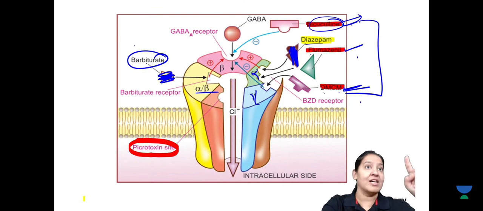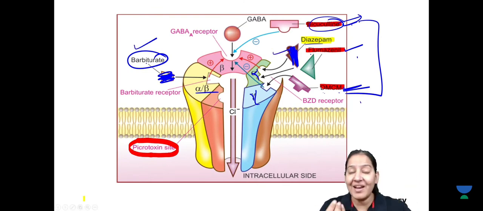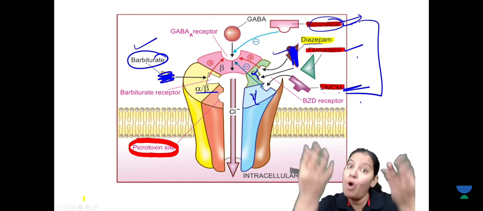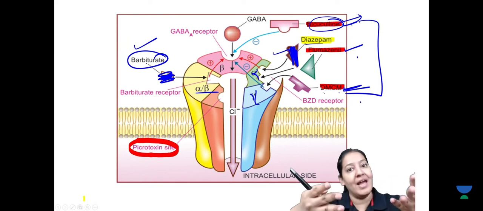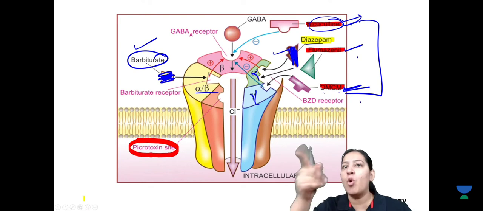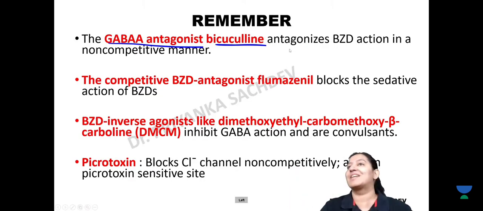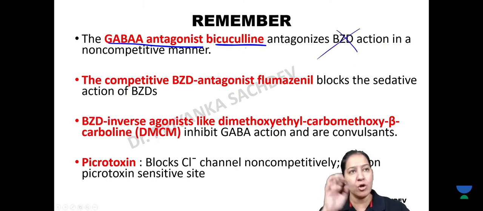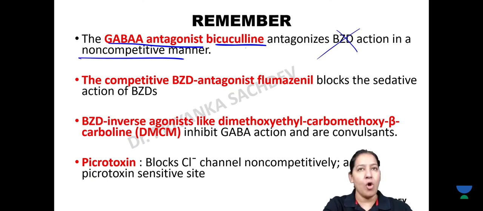These two drugs, barbiturate and benzodiazepine, are GABA facilitatory. These are GABA agonists. They are increasing the action of GABA, facilitating GABA. But bicuculline is a GABA antagonist. It blocks GABA. It has a GABA antagonizing action. Give me a thumbs up. Bicuculline antagonizes benzodiazepine action. Basically, it is a non-competitive antagonist of GABA. Give me a thumbs up.